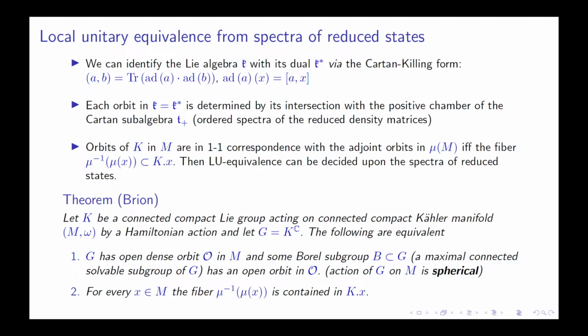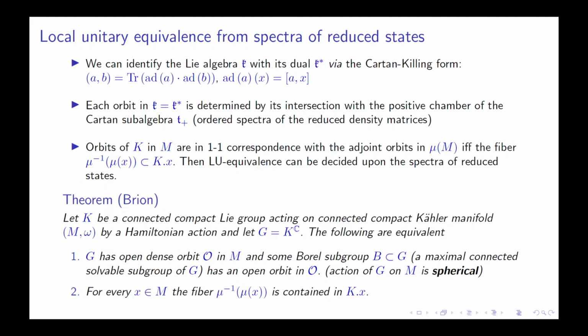Brion was a French mathematician who proved the following thing. Let K be a connected compact group, as in our case. This is SU(N), a product of SU(N)s, actually. And it acts on a compact Kähler manifold. And this is our case, because this is exactly the complex projective space. And it acts by symplectomorphisms, okay? So it preserves omega. So that the following two things are equivalent.